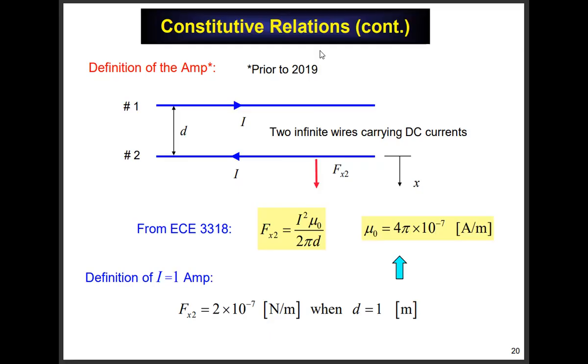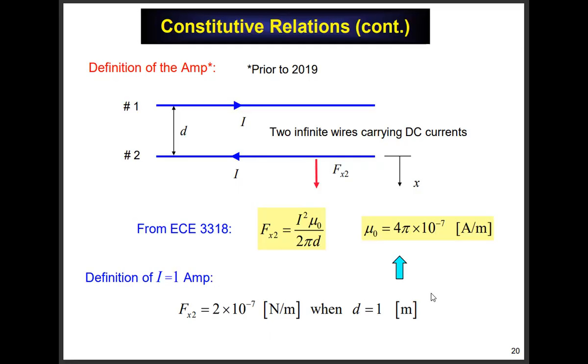But the important thing I want to say is that from 3318, we derive this equation for the force, let's say, on wire 2. The force on wire 1 is equal and opposite. Notice it's got current I squared, mu 0, that's what we're interested in, over 2 pi times the distance between them. Now, this is force per meter in, let's call it, the z direction. So if you take a 1 meter section, then this would really be the force.